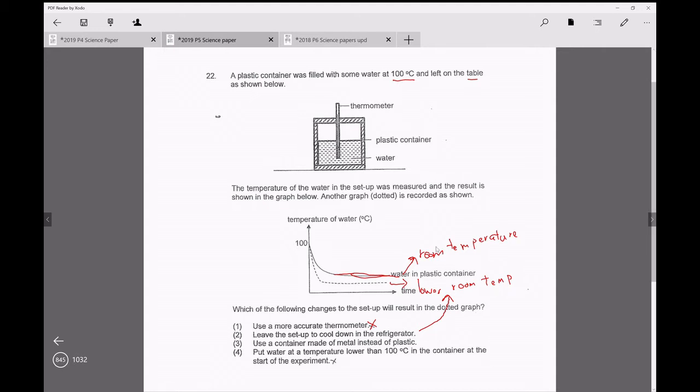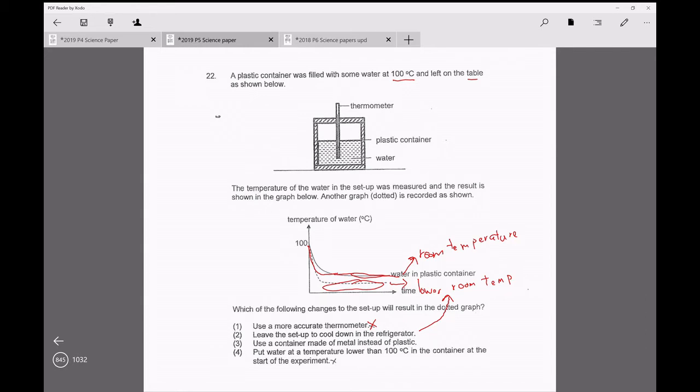So what I would have expected is if you use a metal container, the temperature will drop like this. Or you drop faster to the room temperature. But after you reach the room temperature, it won't drop anymore. Okay, so since they suggest that the room temperature has dropped, that means the surrounding temperature has also decreased. That's why 2 is more accurate.